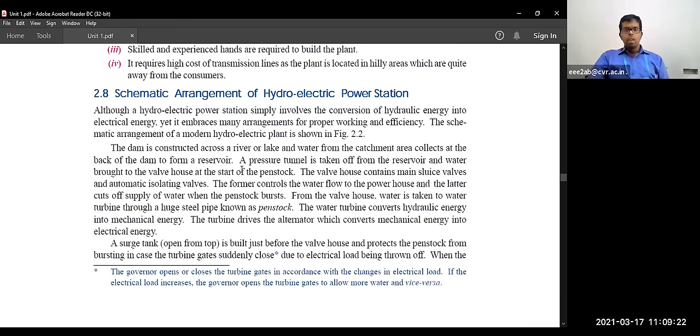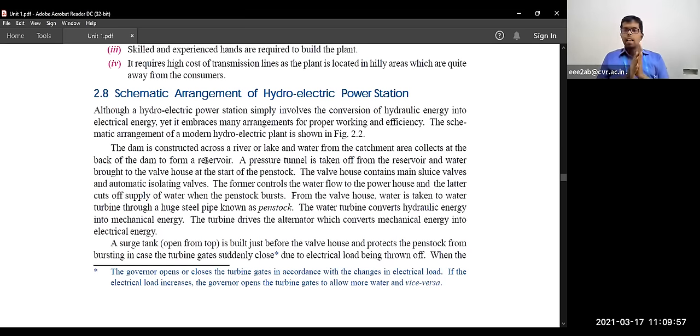So although a hydroelectric power station simply involves conversion of mechanical energy to electrical energy, it embraces many arrangements for proper working and efficiency. For proper working and efficiency, you need to construct that power plant in a very careful manner. A dam is constructed across the river or lake, and water from the catchment area collects at the back of the reservoir. So that's what I said.